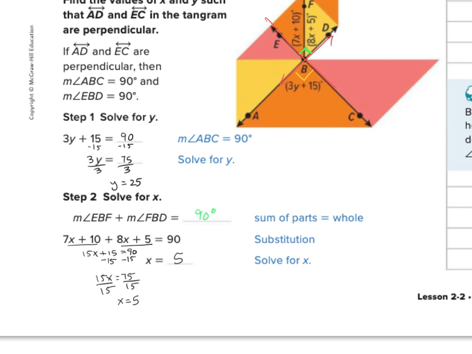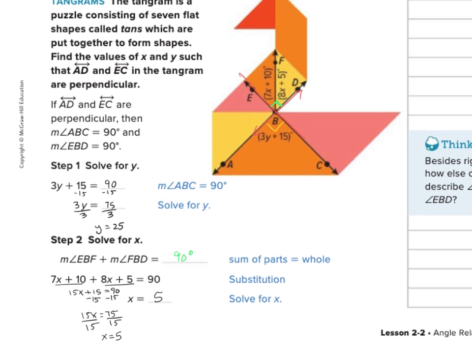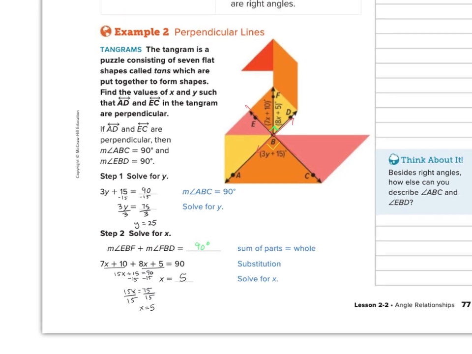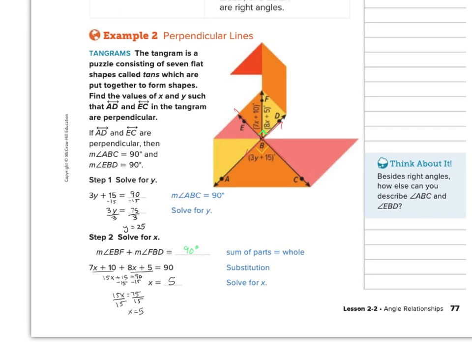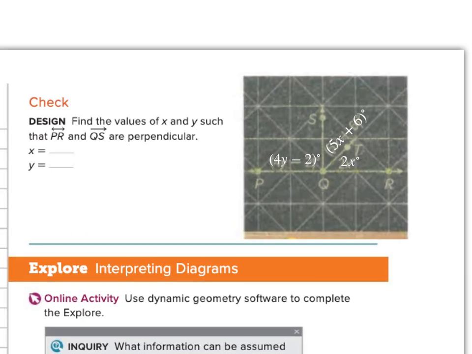So there you go. That's how we can solve for x, solve for y. And I think we're able to use those definitions and figure out what we needed. So here on this one, in this check, it says find the values of x and y such that PR and ray QS are perpendicular. So again, this should be perpendicular, so this should be 90 degrees, this should be 90 degrees.